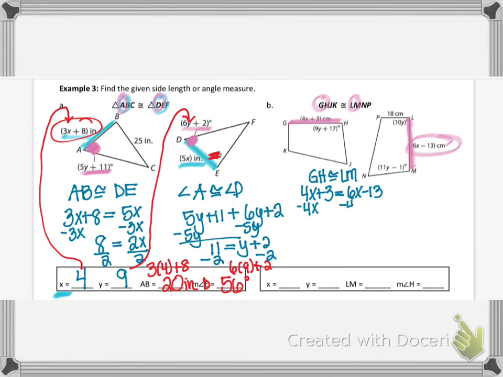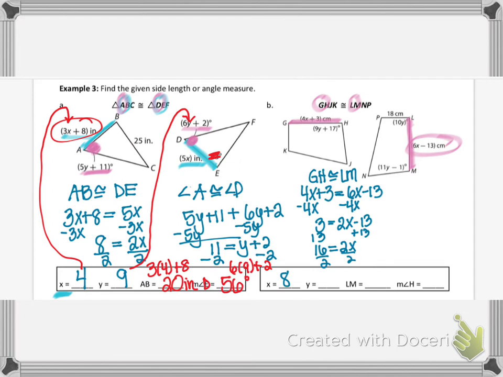So to start, I'm going to subtract 4x from both sides. And then I'm going to add 13, which gives me 16 equals 2x, and then divide by 2. That means x must be 8. And then I'm going to do the same thing with my y.